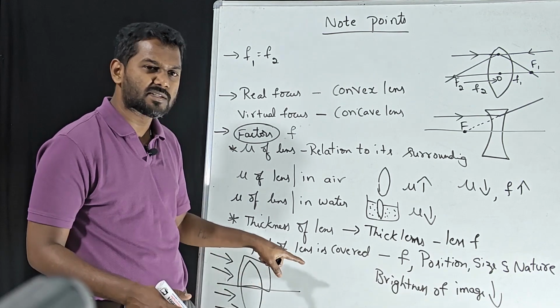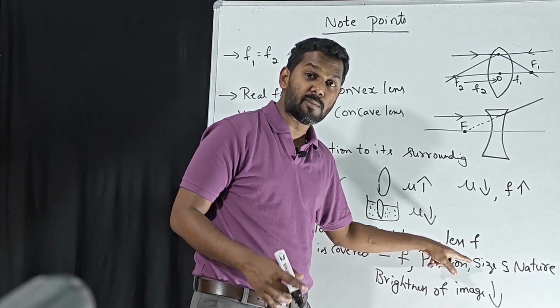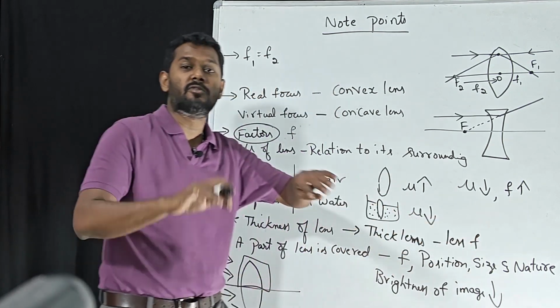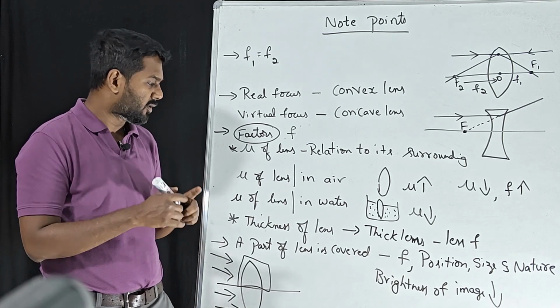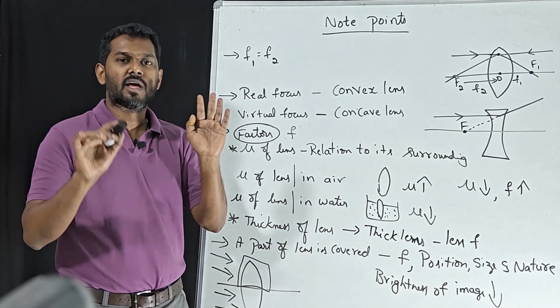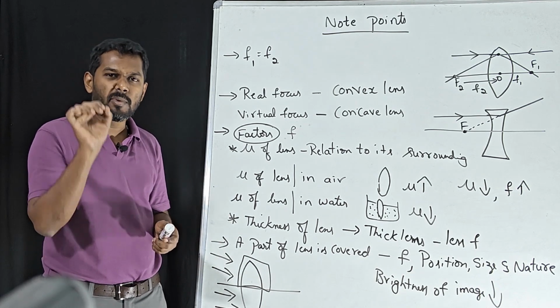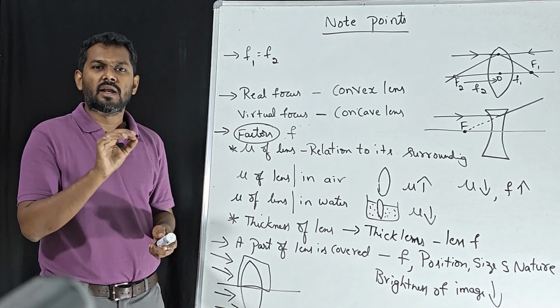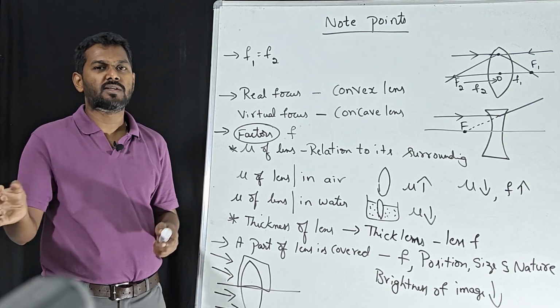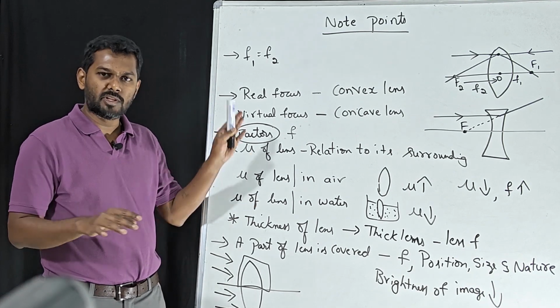So if some part of the lens is covered, the focal length, position of the image, size of the image, and nature of the image will remain the same, but only the brightness of the image will reduce. Keep this in mind. These are the note points. So if you know all these things, then the remaining part, simple, is the difference between convex and concave lens. After that, we are going to conclude this part here.